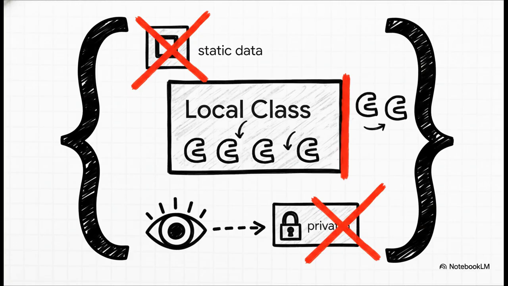For instance, you can't have any static data members, and all the member functions have to be defined right inside the class definition. Most importantly, the function that contains the class can't just peek into its private members. These rules are there for a reason. They make sure these local classes stay as simple, self-contained little helpers.